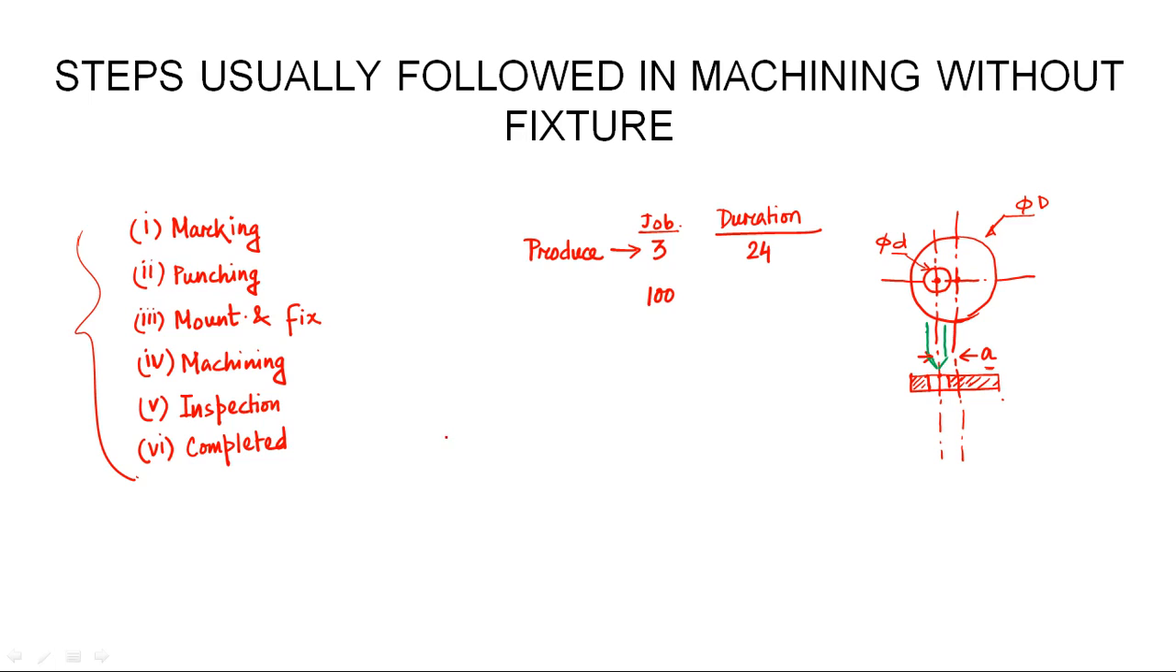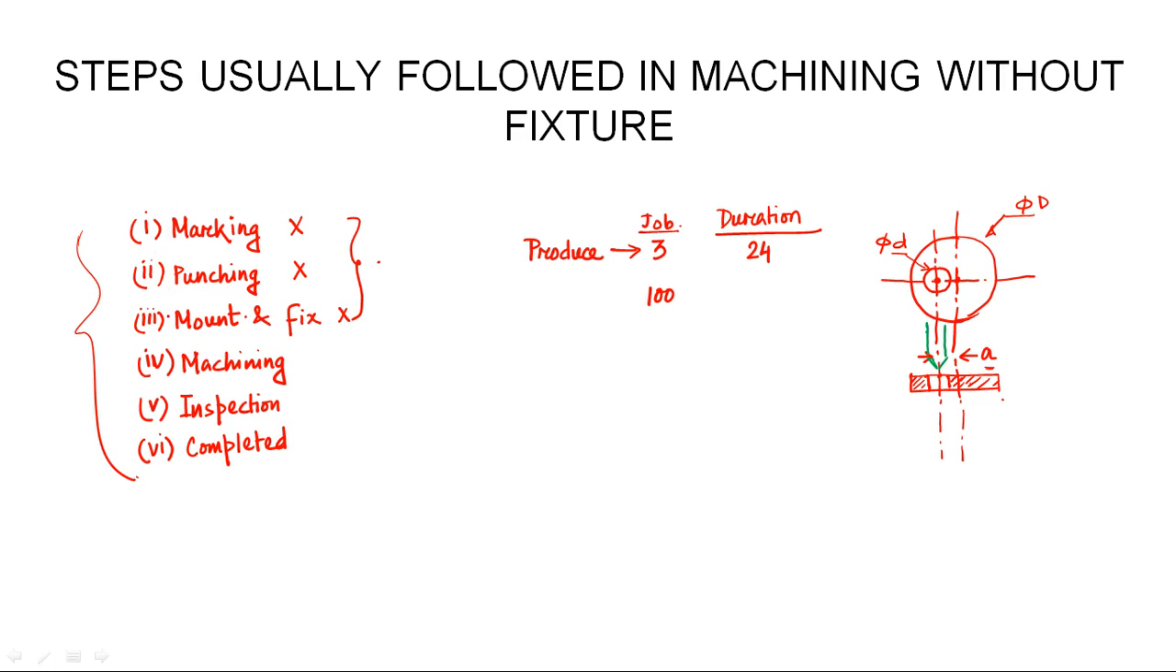Now we can overcome this problem by eliminating marking, punching, and mounting and fixing, these 3 operations. Now how can we eliminate these 3? Rather, we cannot eliminate these three things, we can merge these 3 things into a single one. Here, individually, at first we were marking, then punching it, and then mounting and fixing it. Now if we have a device where we put this workpiece, and when we fix it, automatically it will get located, fixed, and mounted, then we can eliminate these 3 steps.